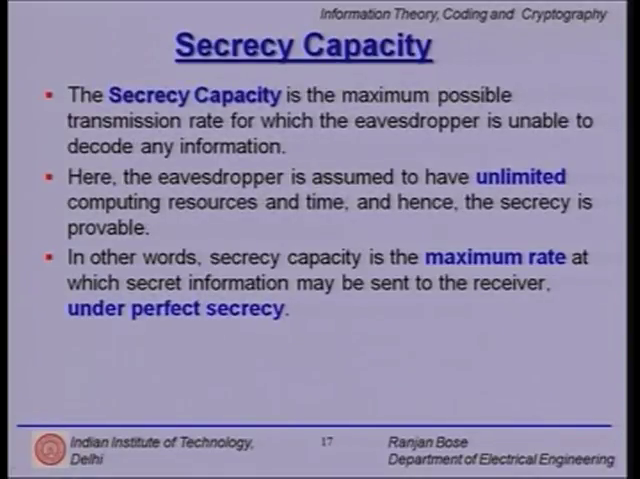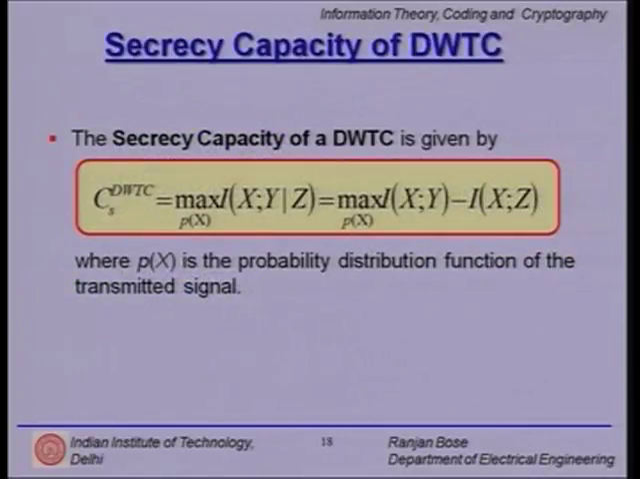We had also defined secrecy capacity as the maximum possible transmission rate for which the eavesdropper is unable to decode any information. What does it mean practically? Secrecy capacity is the maximum rate at which the secret information may be sent to the receiver under perfect secrecy. We had also defined the secrecy capacity of the degraded wiretap channel as the difference between the mutual information I(X;Y) and I(X;Z), where maximization is over the input probabilities. This is the secrecy capacity of a degraded wiretap channel.